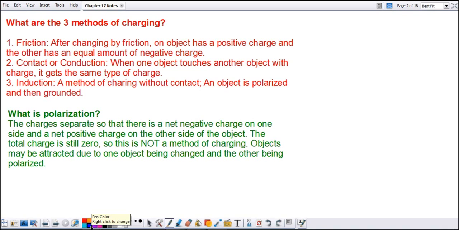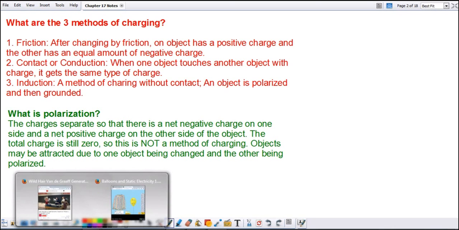You may have gone across the floor before and dragged your feet and then gone ahead and touched your brother or your sister and given them a little shock. Okay, you charged yourself up via friction, and then you gave that charge over to them with a little shock. So that's one way. Let's go ahead and look at that in a little more detail.